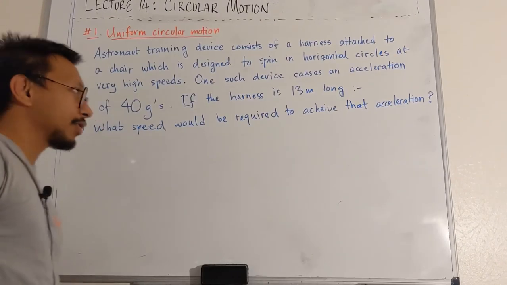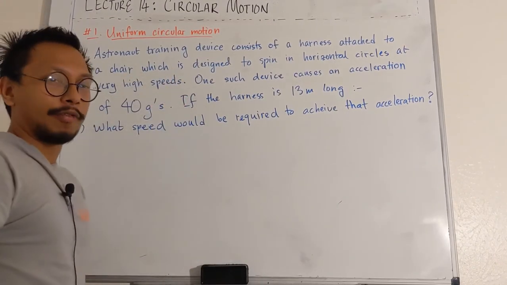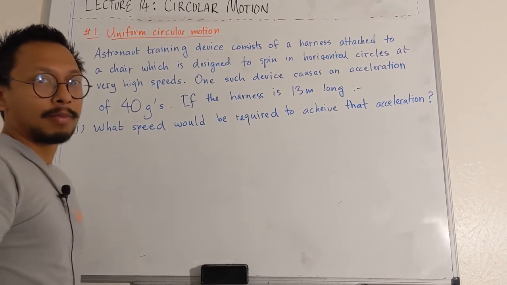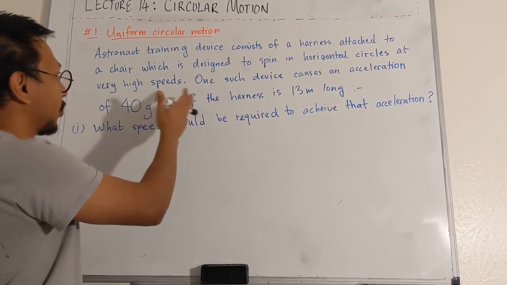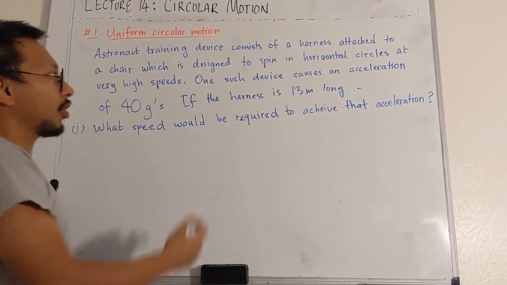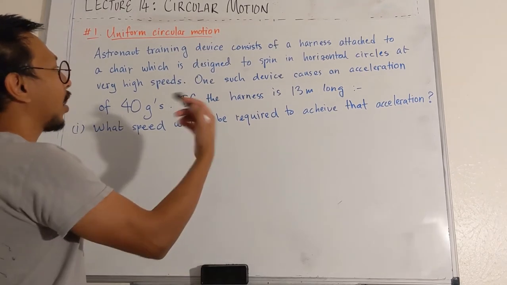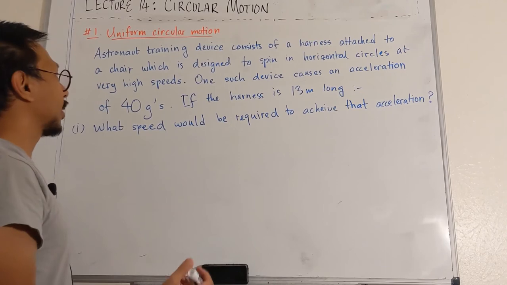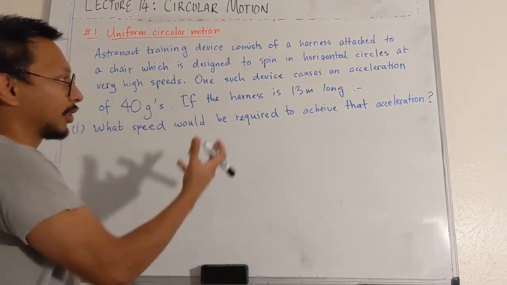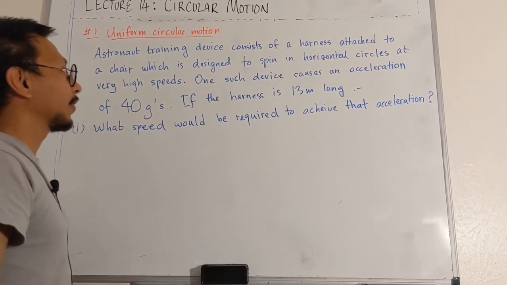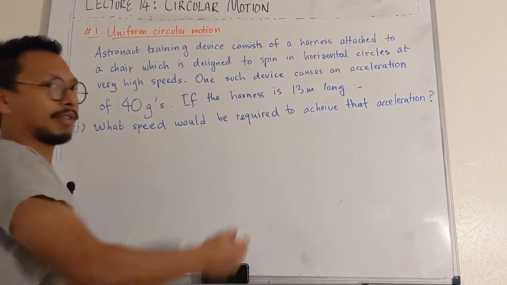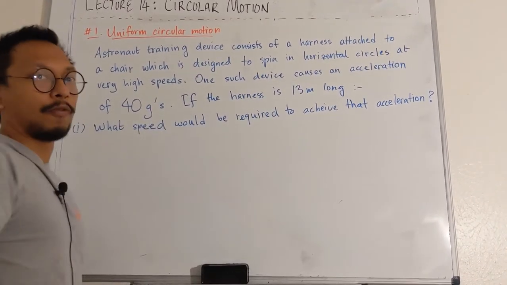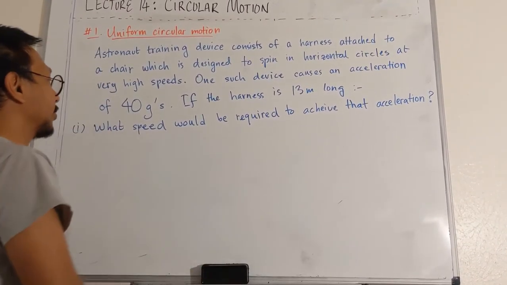Okay, as always, let's test our understanding of uniform circular motion so far by examining one such problem. We have an astronaut training device which consists of a harness attached to a chair which is designed to spin in horizontal circles at very high speeds. Of course, the chair needs to have an astronaut sitting on it. One such device, say, causes an acceleration of 40 Gs. Now, what does this mean?